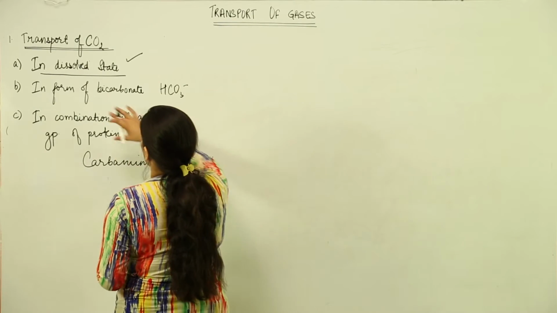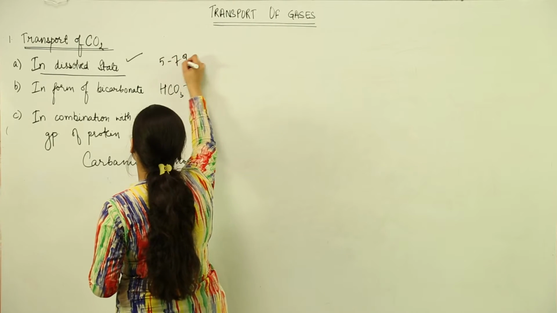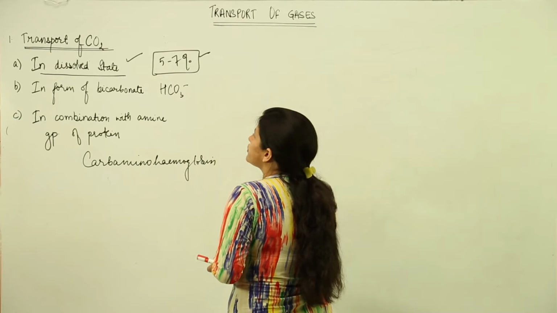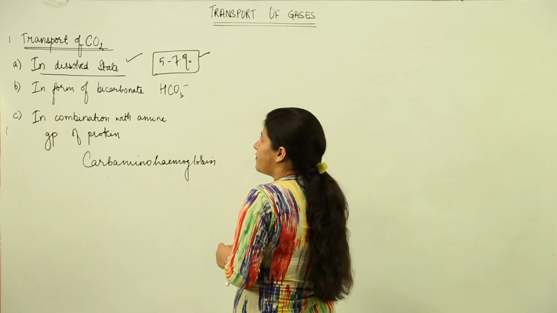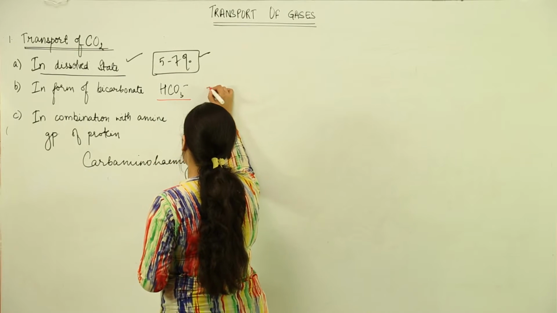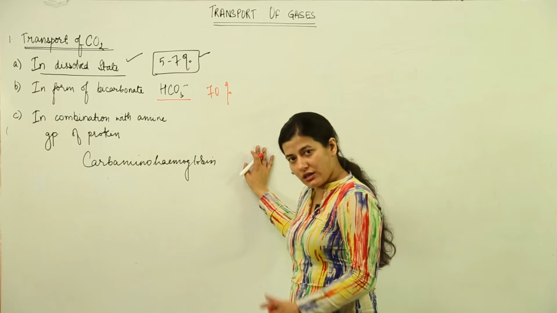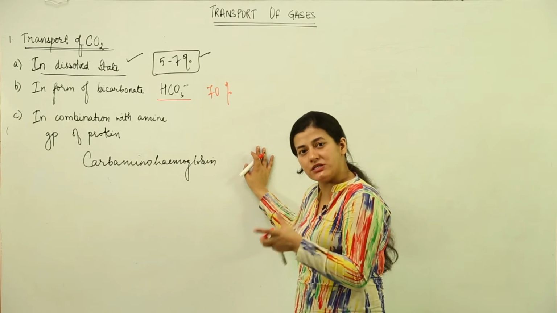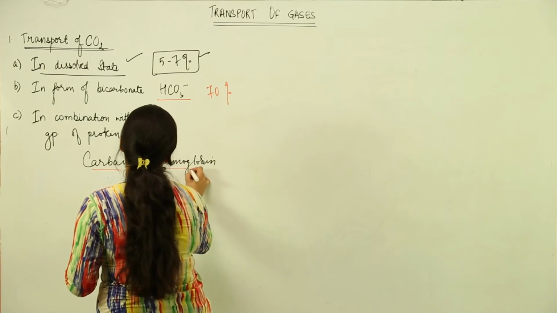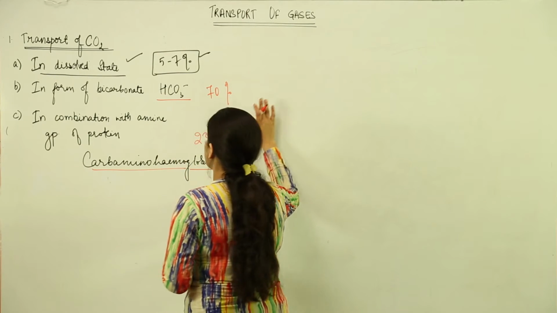In the dissolved state, as much as 5 to 7% of carbon dioxide would be transported. When I talk about the form of bicarbonate ions, these bicarbonate ions would be able to carry as much as 70% of carbon dioxide to the tissues. They would be contributing to 70% transport of carbon dioxide. And carbaminohemoglobin accounts for as much as 23% of the entire carbon dioxide transport.